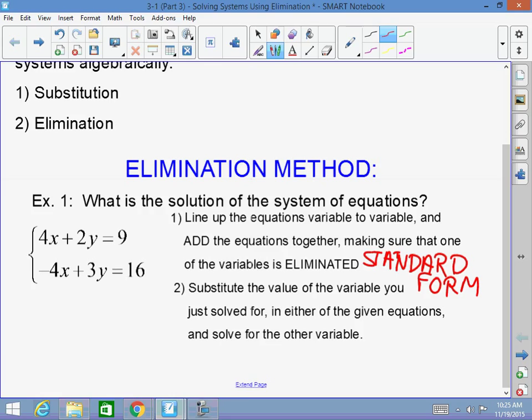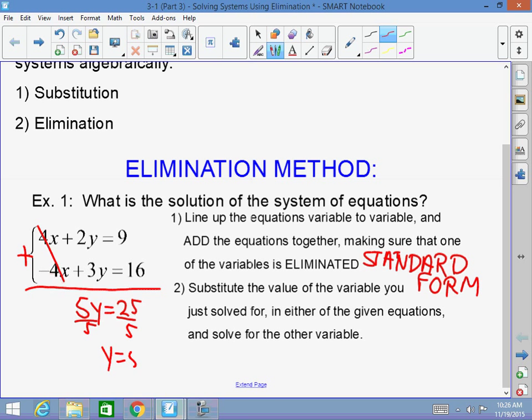Once you have them in standard form, guys, what you're going to do is literally add them. But the whole goal of this is to eliminate one of the variables. Once you eliminate one of the variables, you solve for the variable that is left over. So 4x minus 4x, that cancels. And I've got 5y equals 25. Now, you divide 5 to both sides.